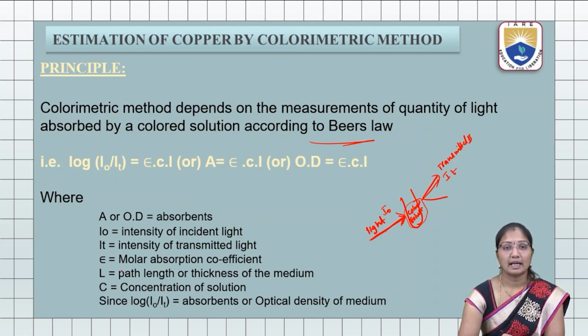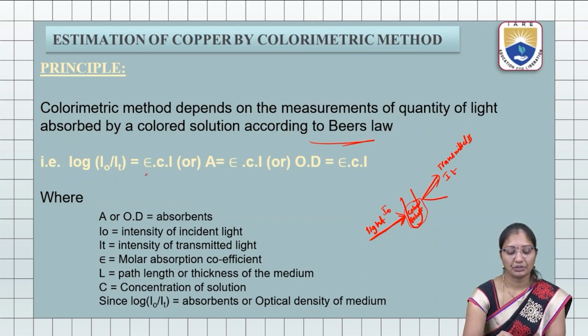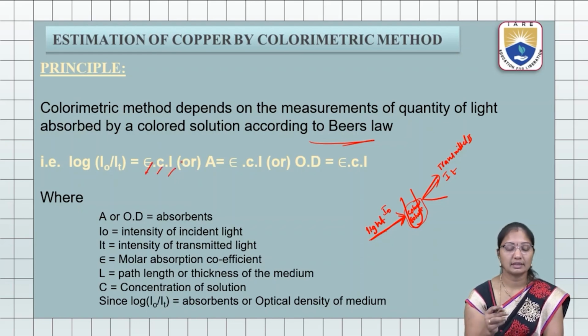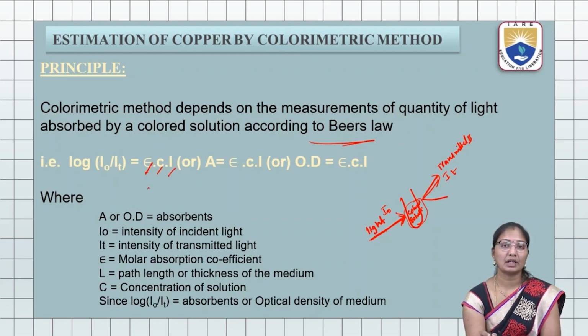Here epsilon is the molar absorption coefficient, C is the concentration of the solution, and L is the path length or thickness of the medium. So we can calculate using this formula. It is according to the Beer-Lambert law, and it can be represented as A, the absorbance, equals epsilon into concentration of the solution into path length or thickness of the medium. And optical density, OD, is likewise equal to epsilon into concentration of the solution into path length or thickness of the medium.